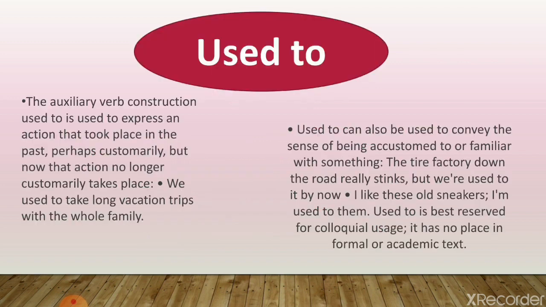Next is used to. Now used to is used as an auxiliary verb. The construction used to is used to express an action that took place in the past. That means some past habit is there. For example, we used to take long vacation trips with the whole family. This is to depict your past habit.